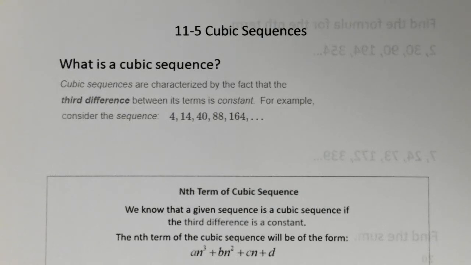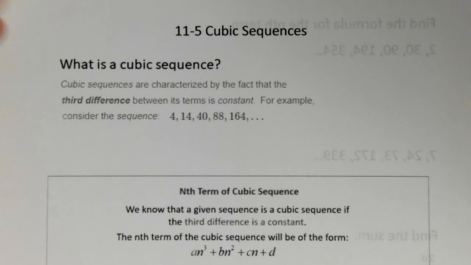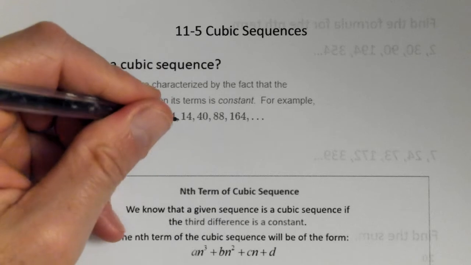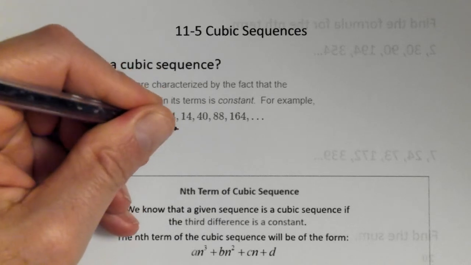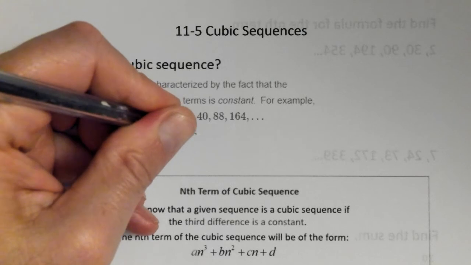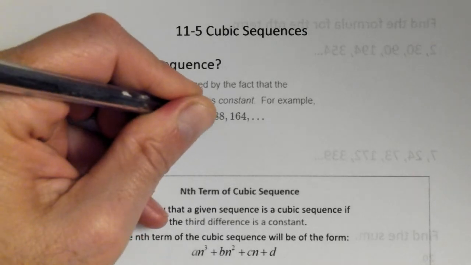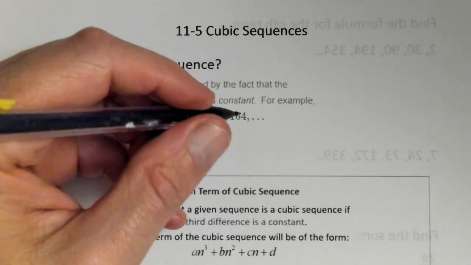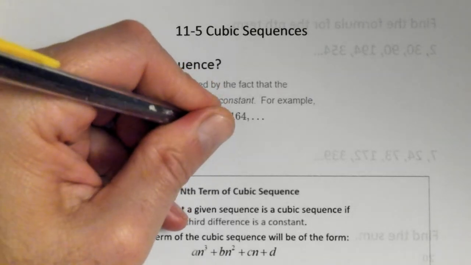In this section 11-5, we're looking at cubic sequences. A cubic sequence is one where the third difference between the terms is constant. So let's take a look at this sequence. The difference between 4 and 14 is 10. 14 to 40 is 26. 40 to 88 is 48. And 88 to 164 is 76.